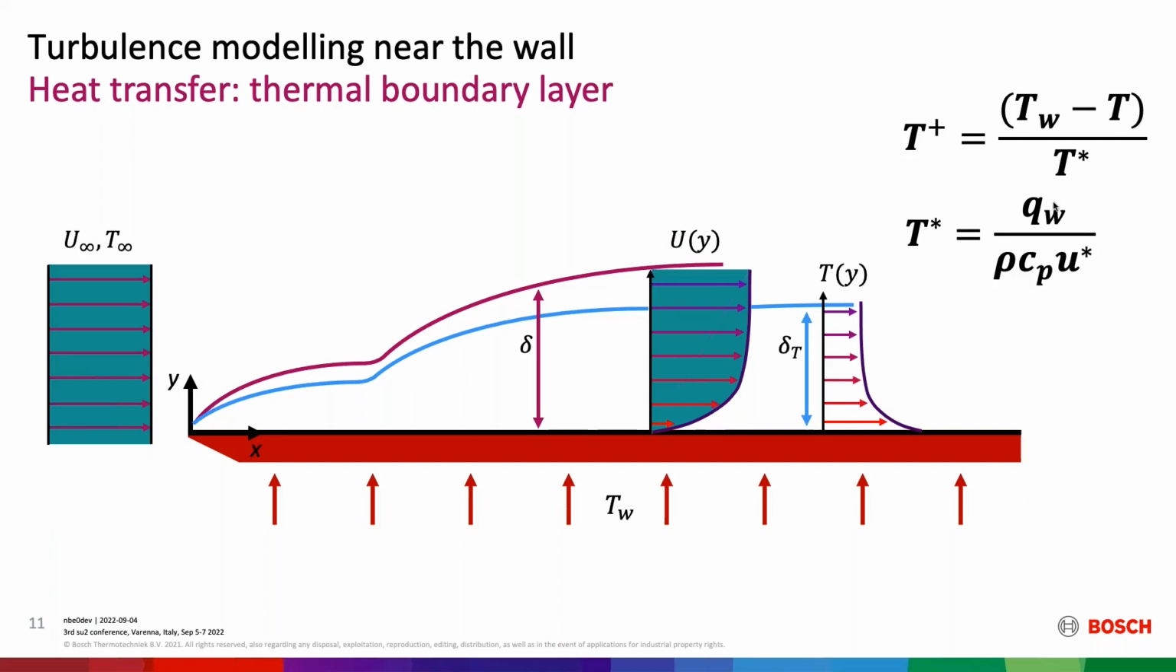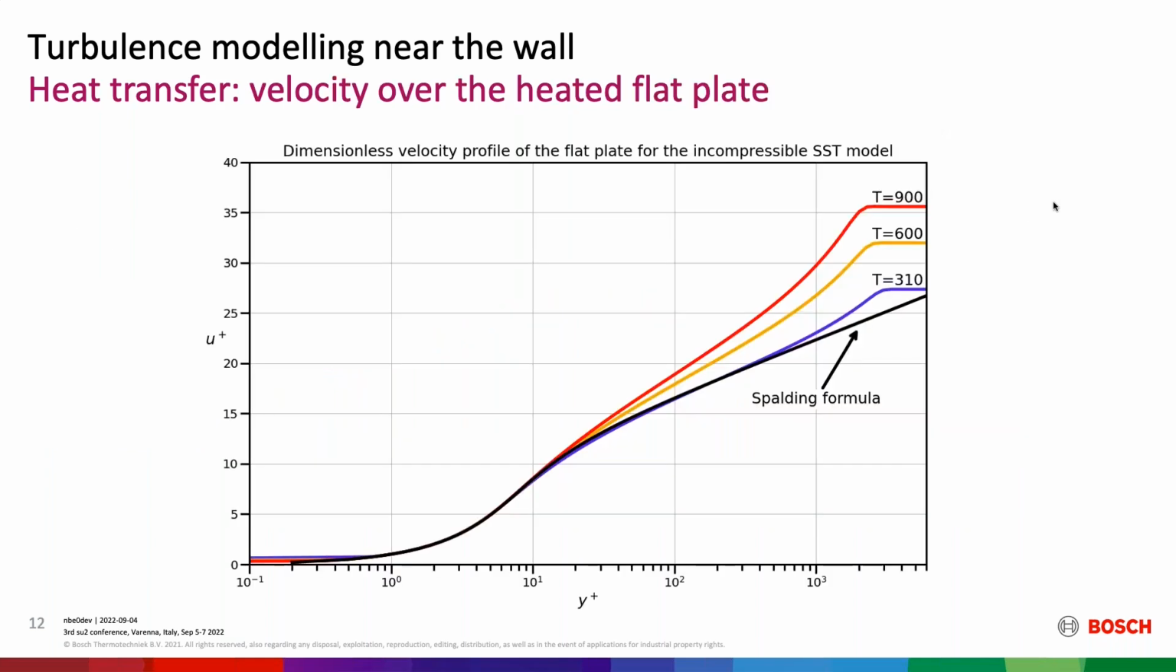Now, heat transfer in many applications is very important. So the thermal boundary layer is actually similar to, but a bit different from the momentum boundary layer. So we actually expect a kind of law of the wall for the normalized temperature. So what does that look like? Here we see again the normalized velocity, but now for a heated plate, where the plate was heated from 310 to 600 to 900 Kelvin. These results are for the wall resolved incompressible SST model.